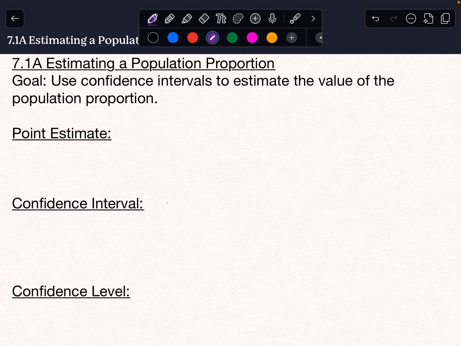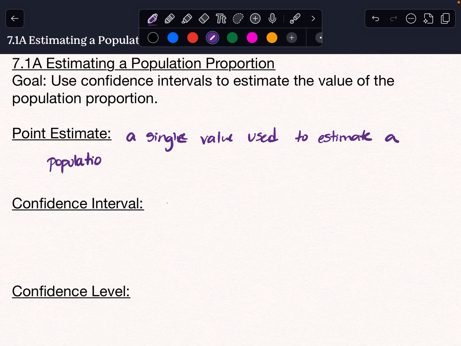To start, we have to define these 3 things because they're going to be used in this whole chapter, all 3 sections. A point estimate. This is a single value used to estimate a population parameter. So this is what we'll be trying to find, or it'll be given to us as our sample statistic basically. We're going to use that to estimate a population parameter, but we can't say with exact certainty that that's what the population parameter actually is.